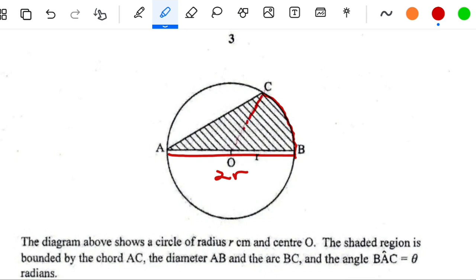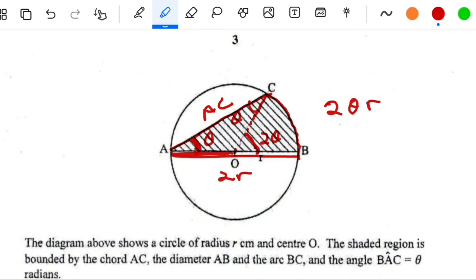Okay, then here let's split. Then we have this angle here. If this one is theta, it means this one is also theta. Then this one is 2 theta. Okay, so what is the perimeter of a sector? Perimeter of a sector is 2 theta r. So now we want the perimeter of this one. How can you find that one? We can use the cosine rule, where we say we have AC here and we have r there, then we have our theta there. So let's do the cosine rule.